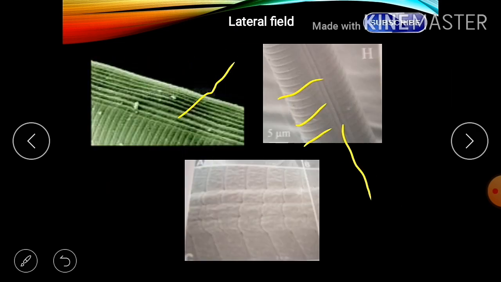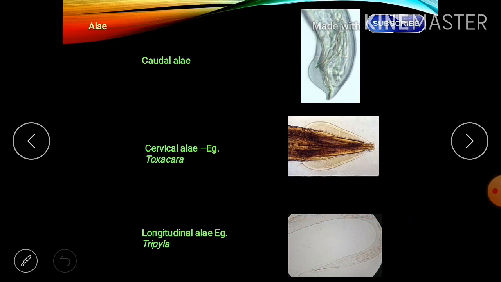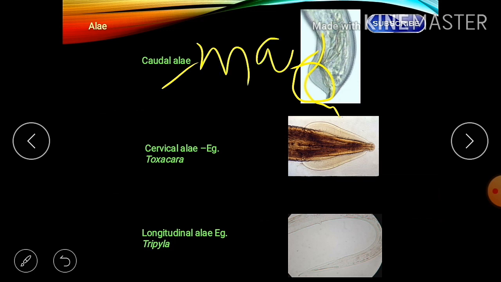Let's talk about its types. There are three types: caudal, cervical, and longitudinal. Let's talk about caudal. The caudal alae are found in the posterior region, a curved one, occurring only in males by projection of the cuticle. This is called a caudal ala or bursa, which may or may not cover the entire cuticle.